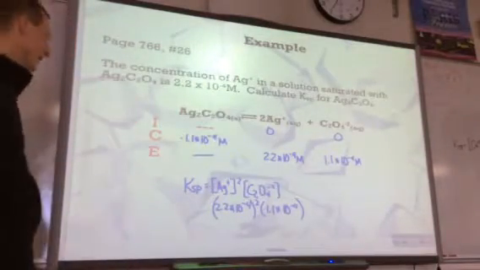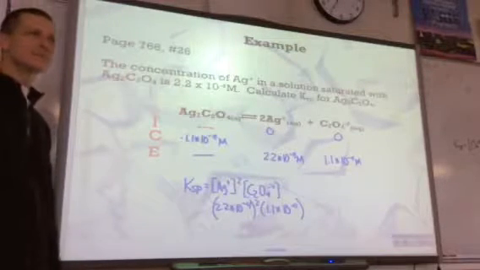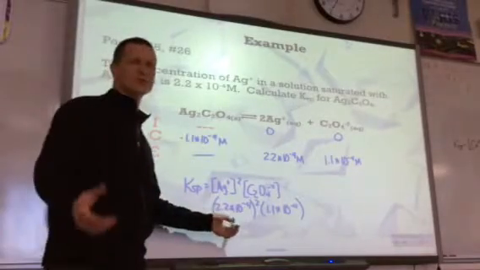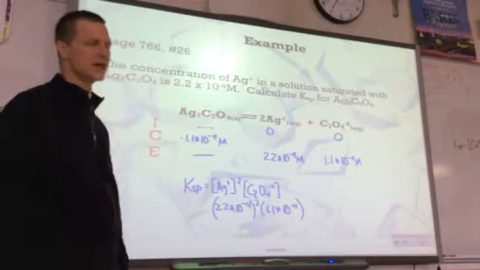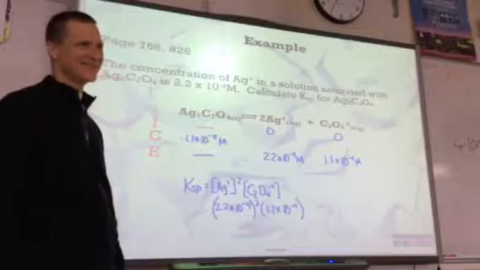This is going to be like, what? 5 times 10 to the negative 12th? For all these K values, just do 2 sig figs. You don't have to worry too much about sig figs. Just all the Ks have 2. Any questions about this one?